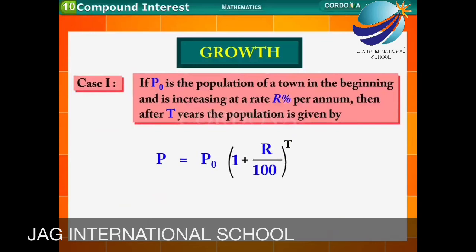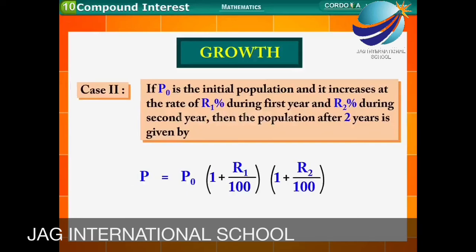Case 1. If P0 is the population of a town in the beginning and is increasing at a rate R% per annum, then after T years, the population is given by P is equal to P0 into (1 plus R upon 100) raised to the power T. Case 2. If P0 is the initial population and it increases at the rate of R1% during first year and R2% during second year, then the population after 2 years is given by P is equal to P0 into (1 plus R1 upon 100) into (1 plus R2 upon 100).